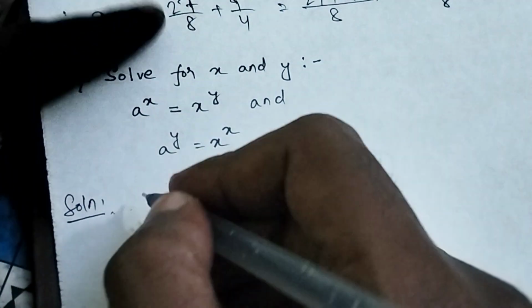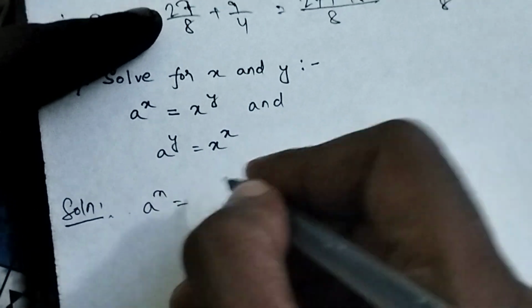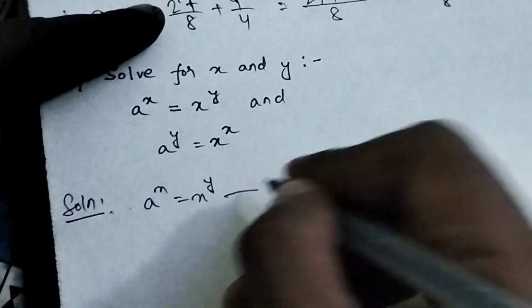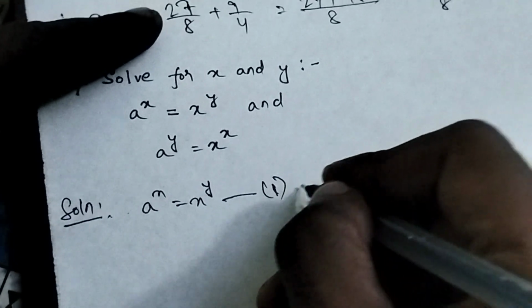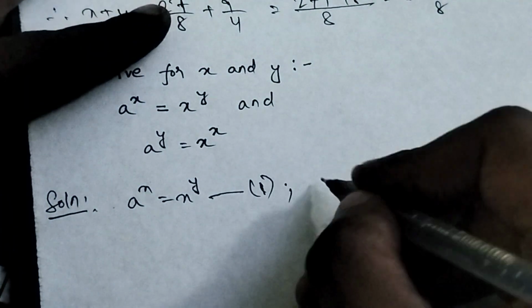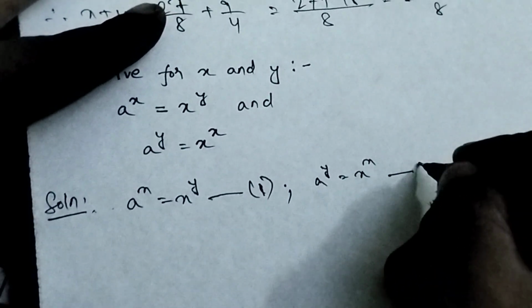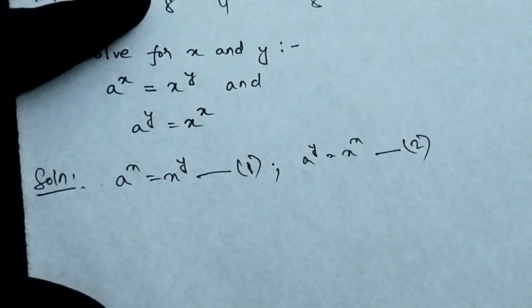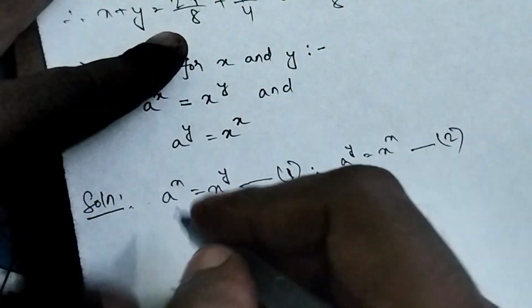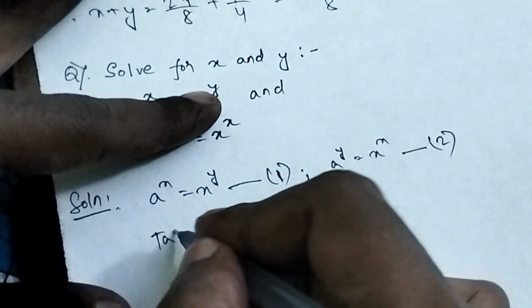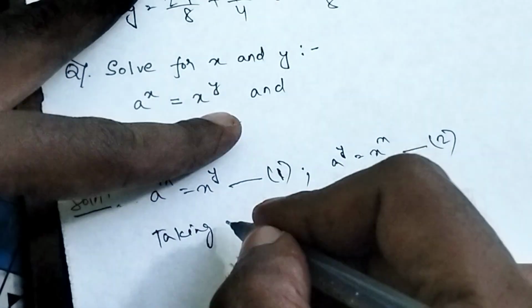The two equations have been given. a to the power x is equal to x to the power y, name it as 1. And a to the power y is equal to x to the power x, name it as 2. Clear? Now what will I do? I will take log.